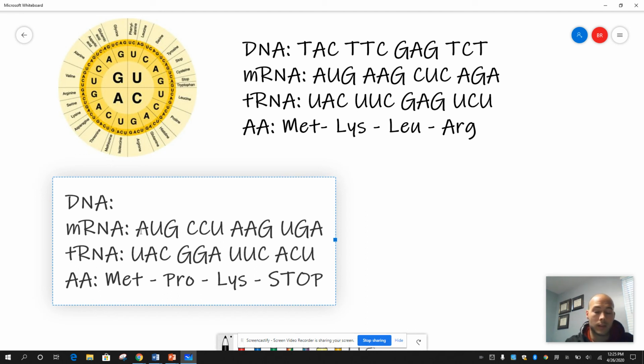Up here we can go, A is going to go with, because now we have our thymine back in DNA, so TAC, GGA, TTC, and then ACT. Okay, so there's our next sequence. So that's how we work backwards from it.